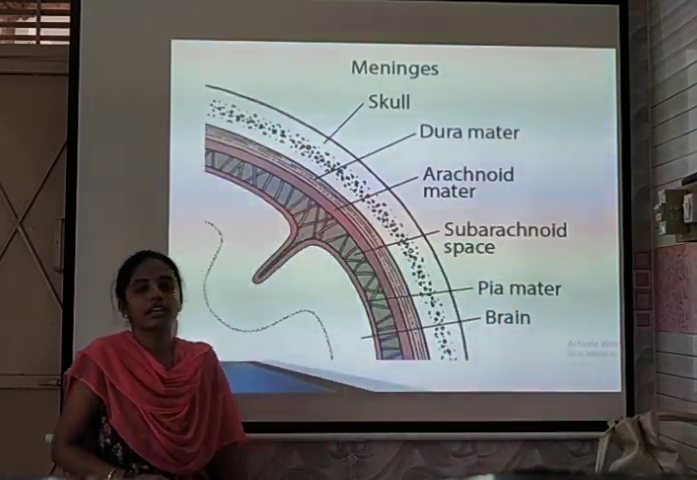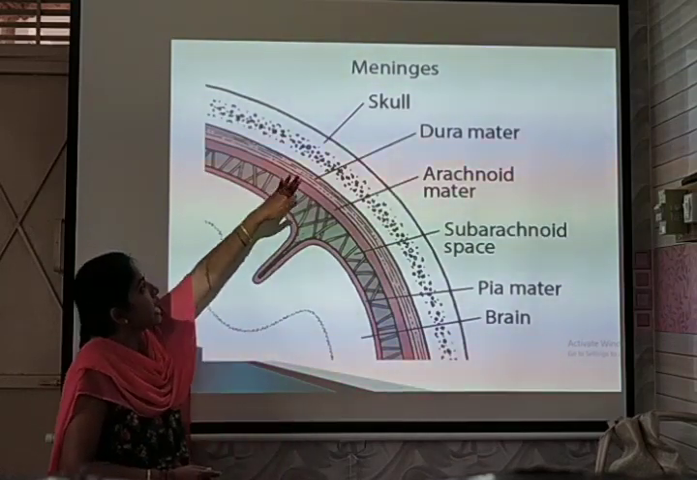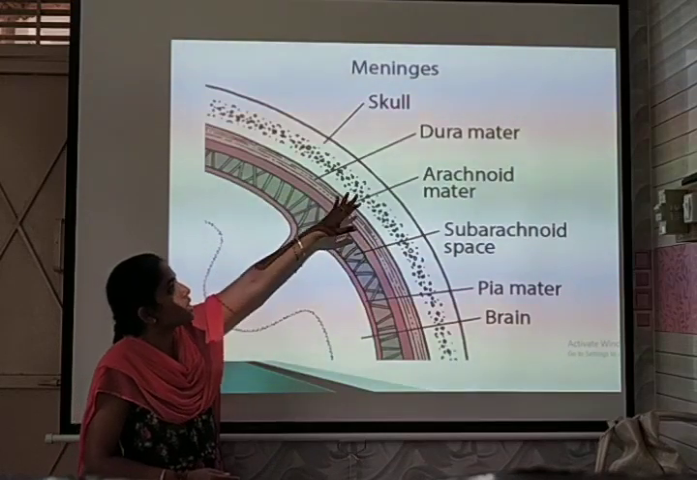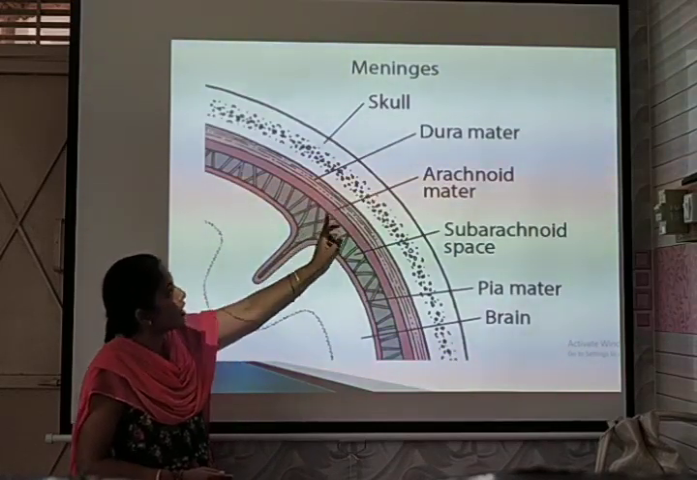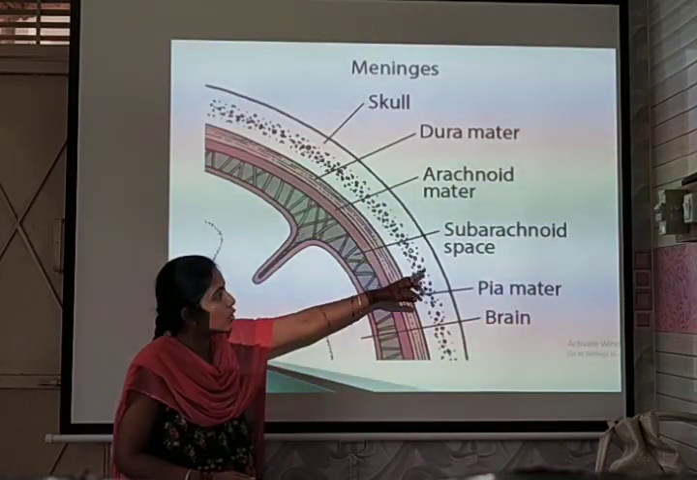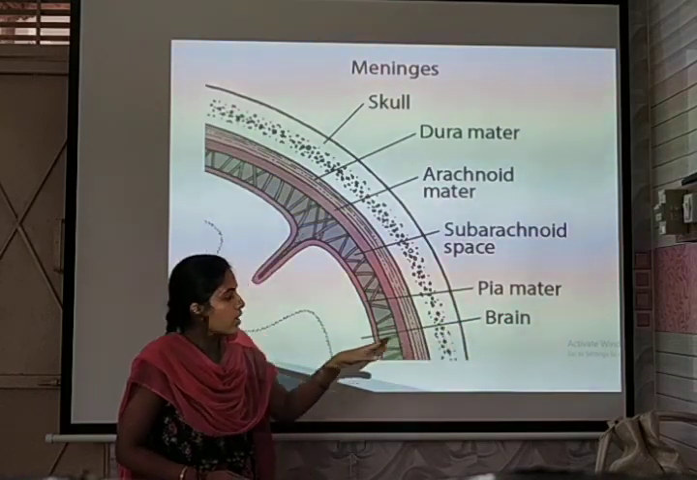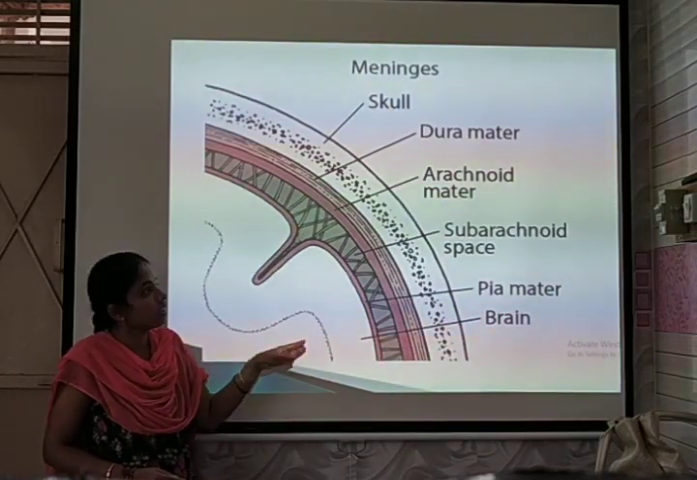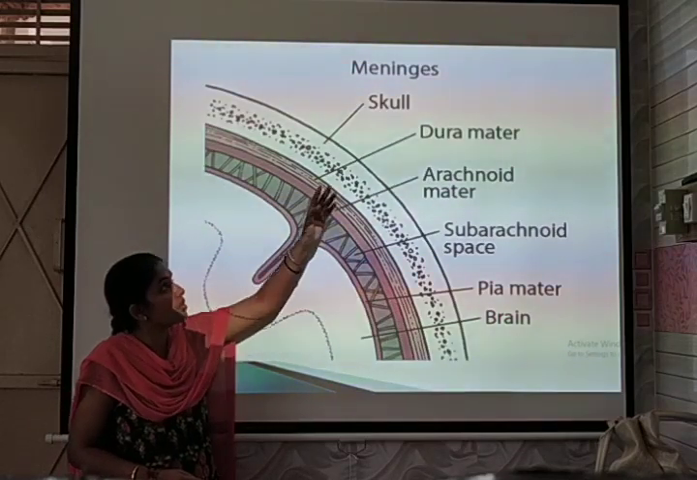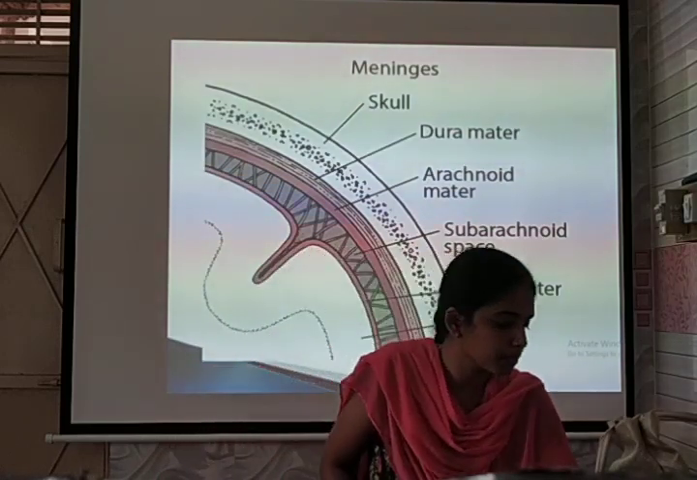So here the brain is situated in a bony cavity called the skull. It is externally covered by protective layers. The outermost layer is called dura mater. Next it consists of arachnoid mater. Next there is a subarachnoid space, and the innermost layer is called pia mater. Next to that the brain is located. So these dura mater, arachnoid and pia mater, these three together are called the meninges of the neural system.